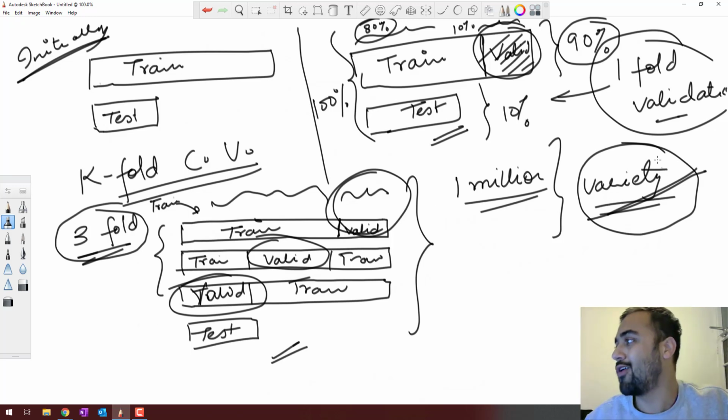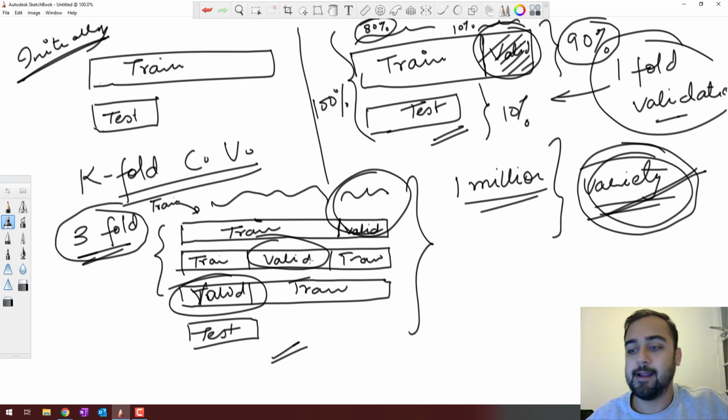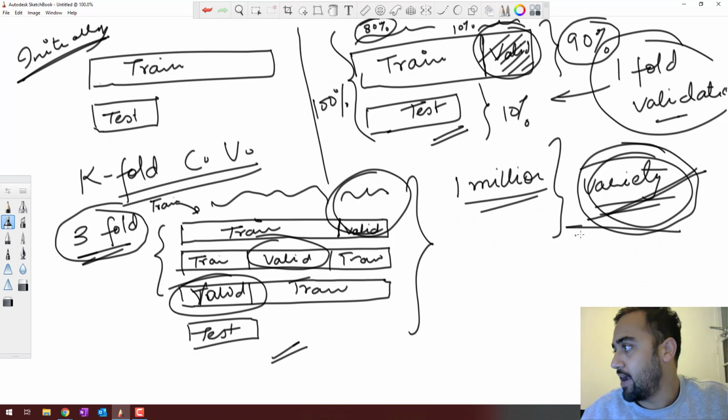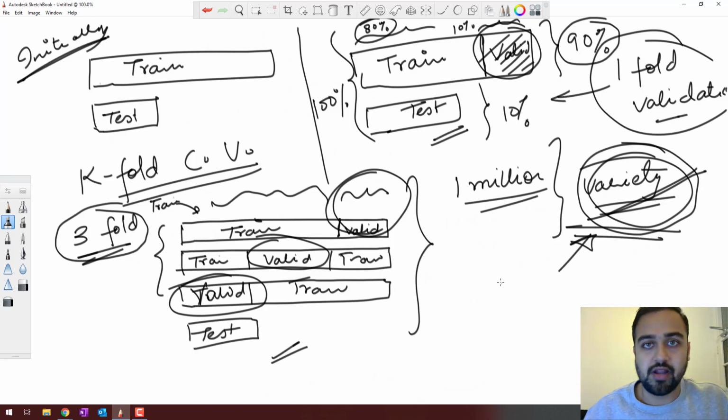So in order to accommodate the variety and the different values, because all of these values play a major role in deciding the weights or the parameters of your algorithm, the variety of data needs to be accommodated in our algorithm. Therefore, we use threefold or k-fold cross validation.